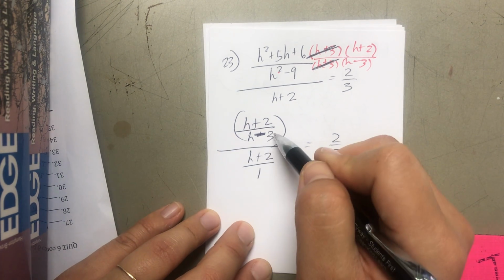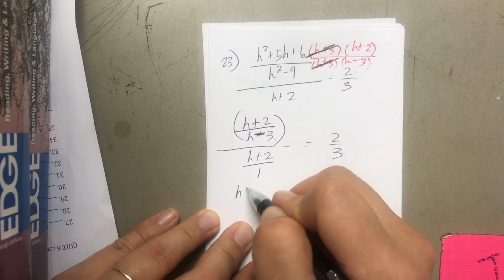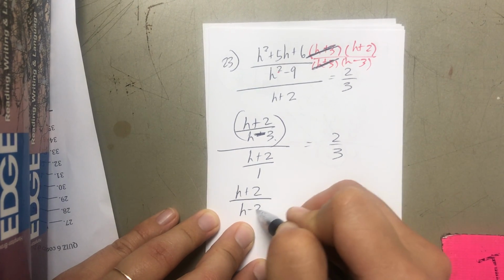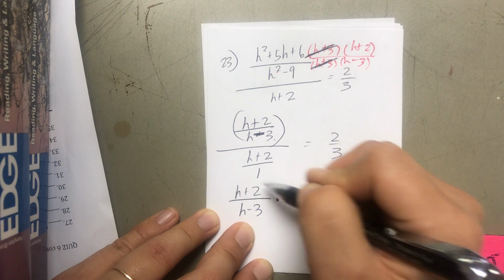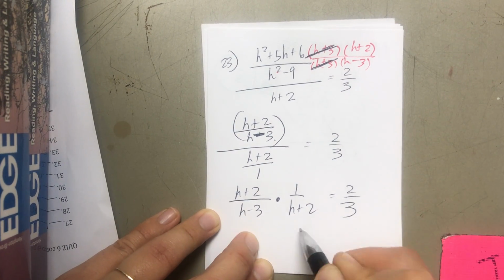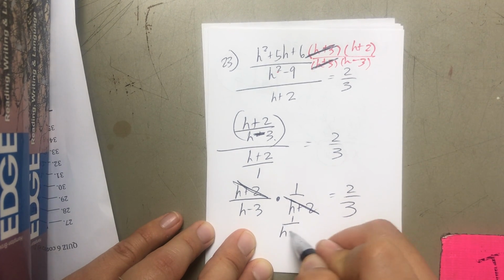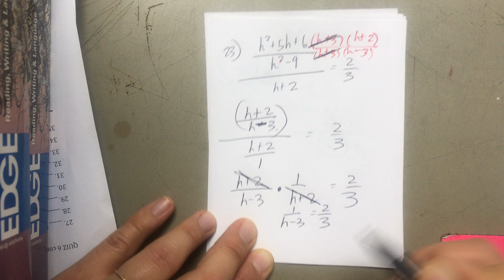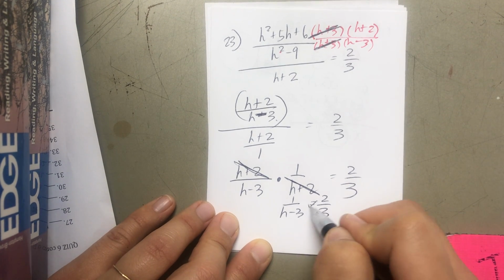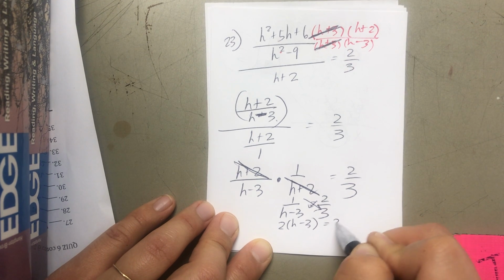Whenever you are multiplying a fraction by another fraction, what do you do? KFC. You leave the first part, the one on the top, the same. Then you multiply it by the reciprocal of what's down here, 1 over h plus 2. And in this case, cross out, cross out. And now we're left with 1 over h minus 3 equals 2 over 3. How do we solve for h? Just cross multiply. Okay, this is going to be 2 times h minus 3 equals 3.